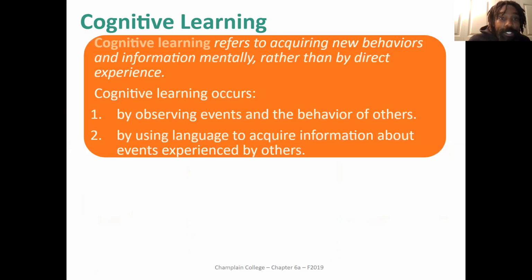So, cognitive learning. Cognitive learning refers to acquiring new behaviors and information mentally, rather than by direct experience. Cognitive learning occurs, 1, by observing events and the behavior of others, and 2, by using language to acquire information about events experienced by others. So what you saw before was the direct experience, physically experiencing certain behaviors, whereas here it's more a cognitive or mental perception of the information.